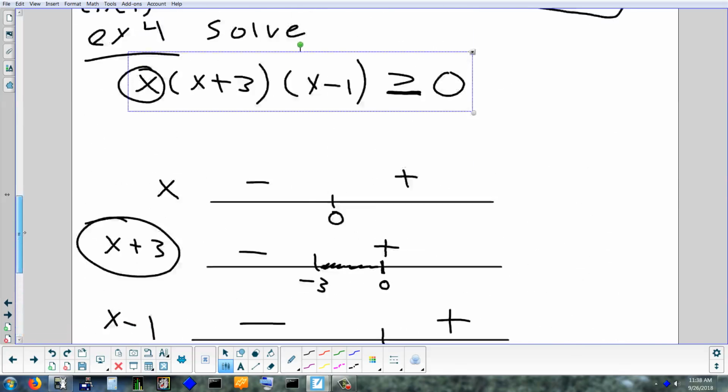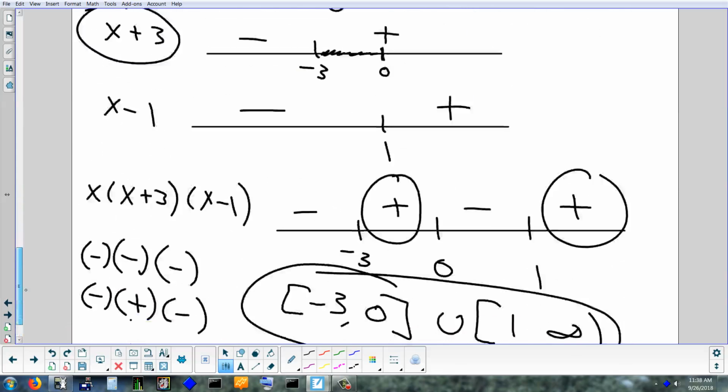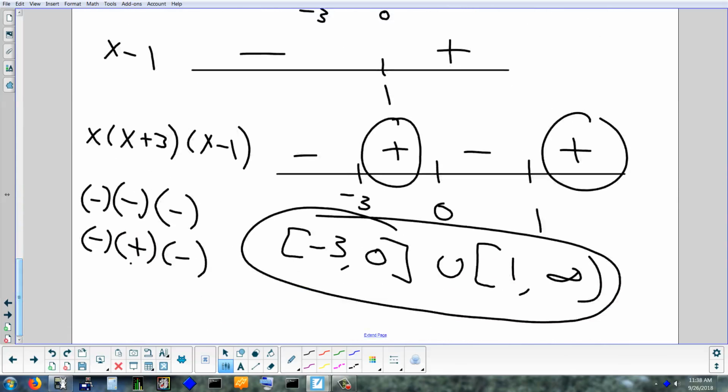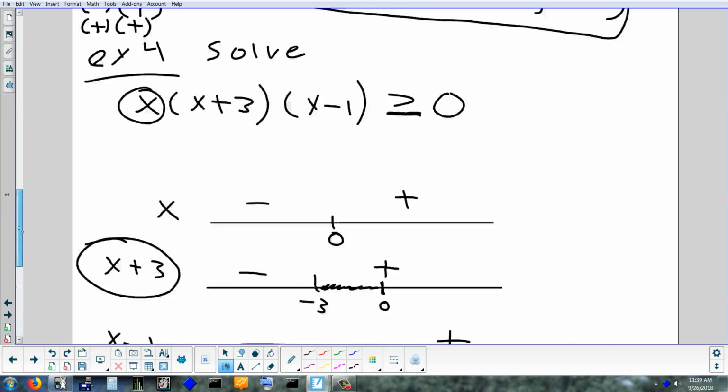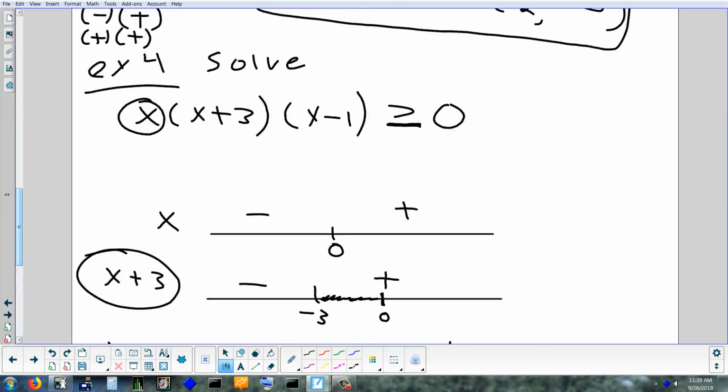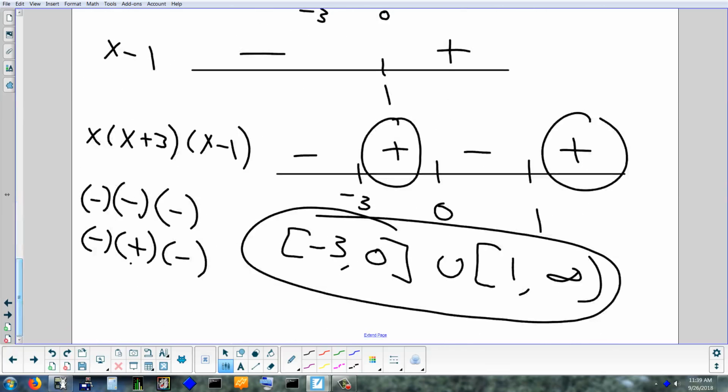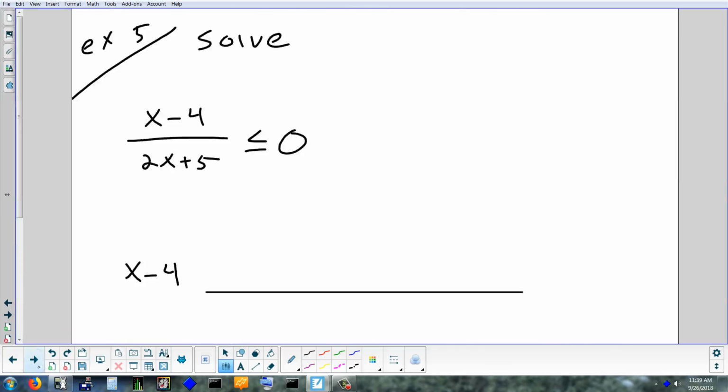Now, if the question said, where are you less than or equal to 0? Well, it's just the other two intervals: from negative infinity to negative 3, and from 0 to 1. Again, all brackets on the numbers, always parenthesis on infinity. If they changed the problem and erased the equal to symbol, all I would have to do is put parentheses in place of all my brackets. Okay, any question on that one? That one had 3 factors, and again, something like that I would already have factored for you.